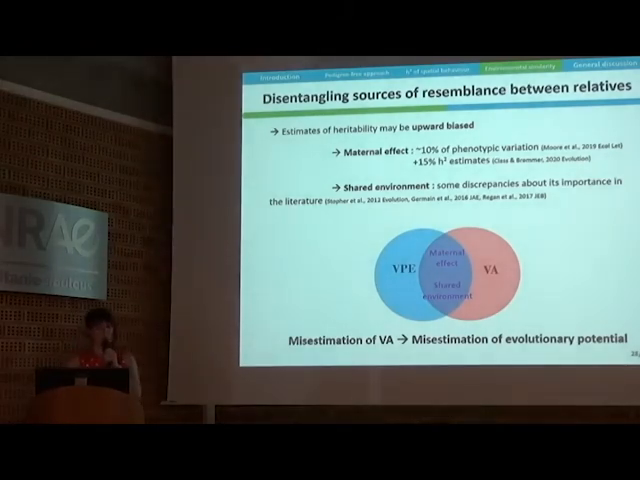So, as I told you, it's possible that we misestimated our heritability estimate, and particularly it might be upward biased. For example, because we did not take into account maternal effect. And we know that maternal effect can account for 10% of the phenotypic variation, and can even increase the heritability estimate by 15%. Furthermore, we did not take into account shared environment among individuals, and it has been shown in the literature in some cases to upward bias heritability. The problem is that if we misestimated heritability or genetic variation, we are also going to misestimate the evolutionary potential of the population.